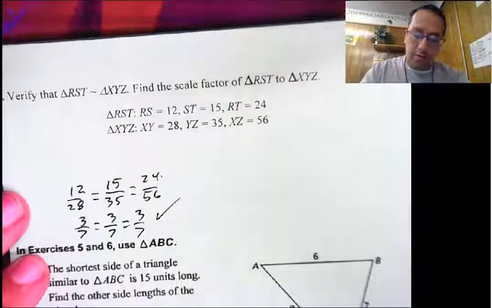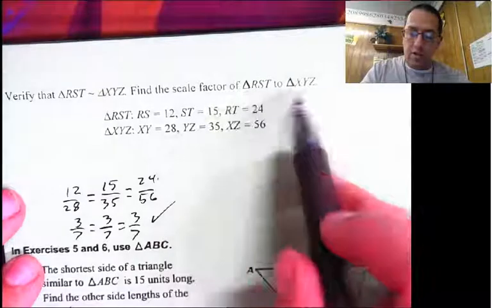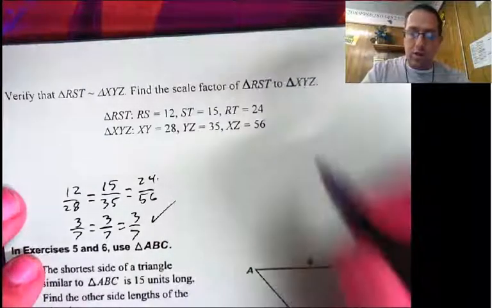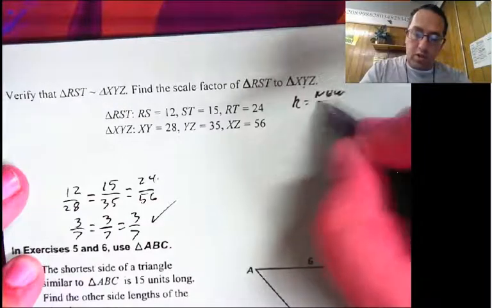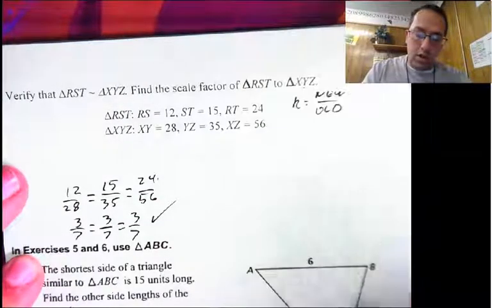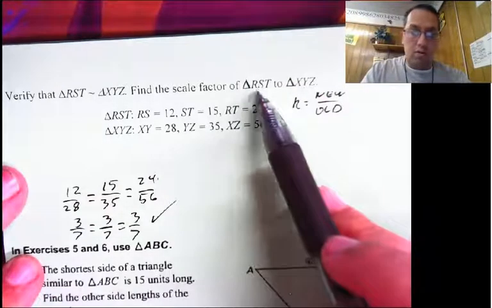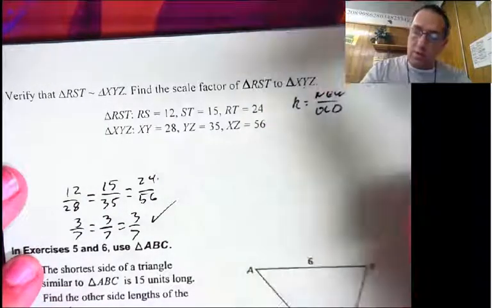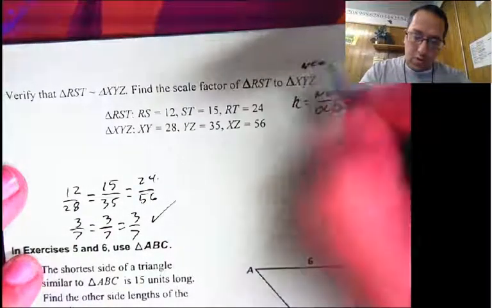This checks out. Now we need a scale factor from RST to XYZ. Remember scale factor? Scale factor is new over old. So the new one is the one that comes last, right? This one's older by like half a second or something. Anyways, so this is the new. This is the old.